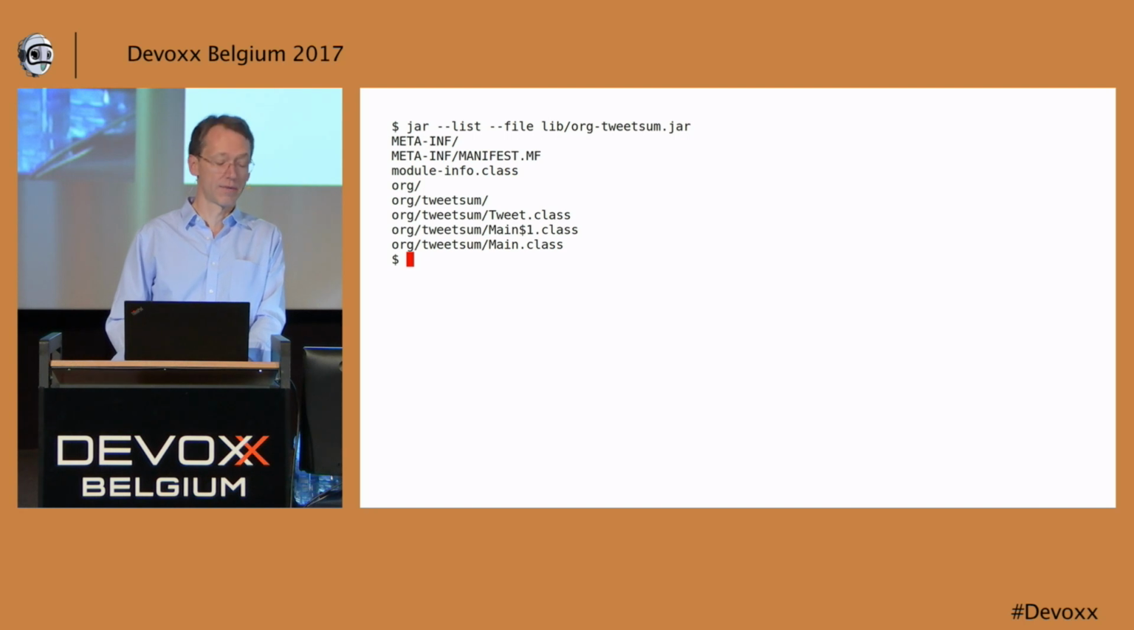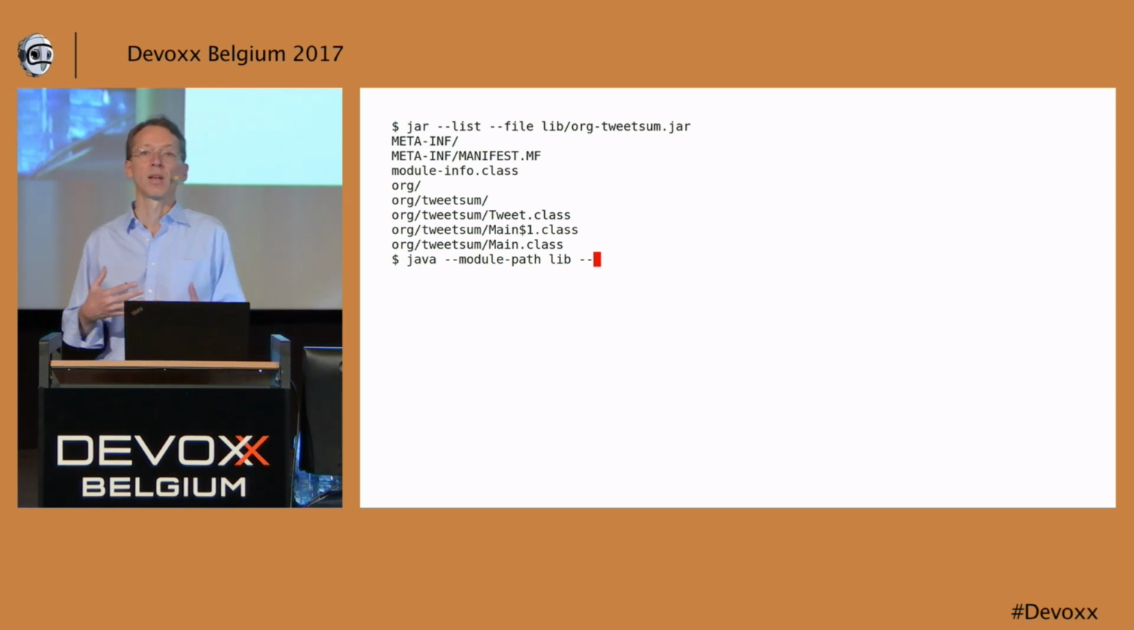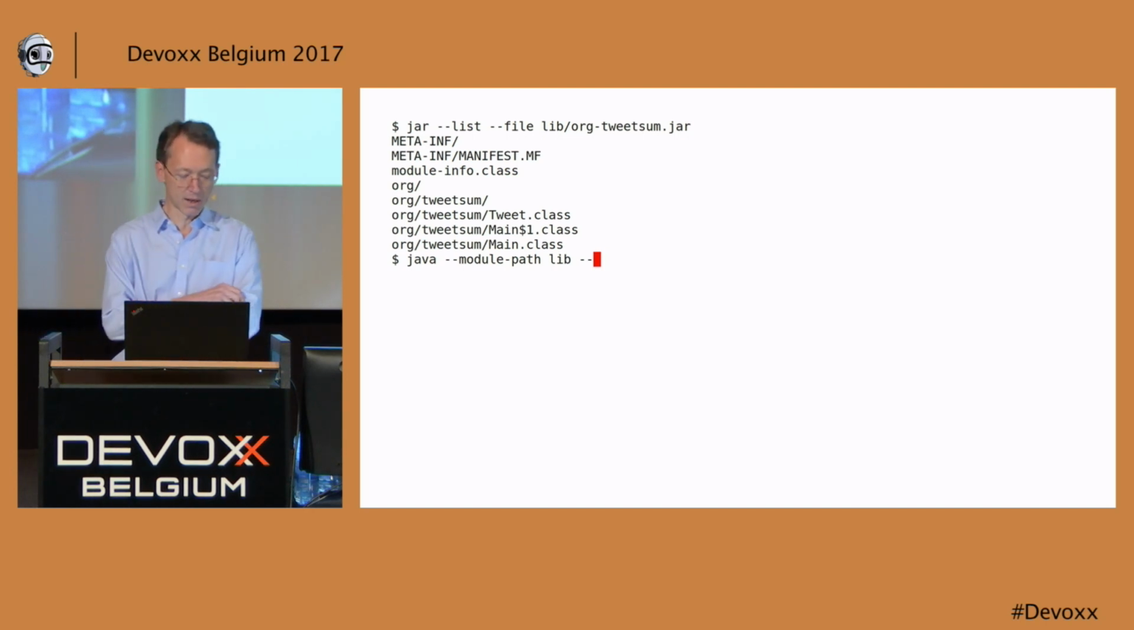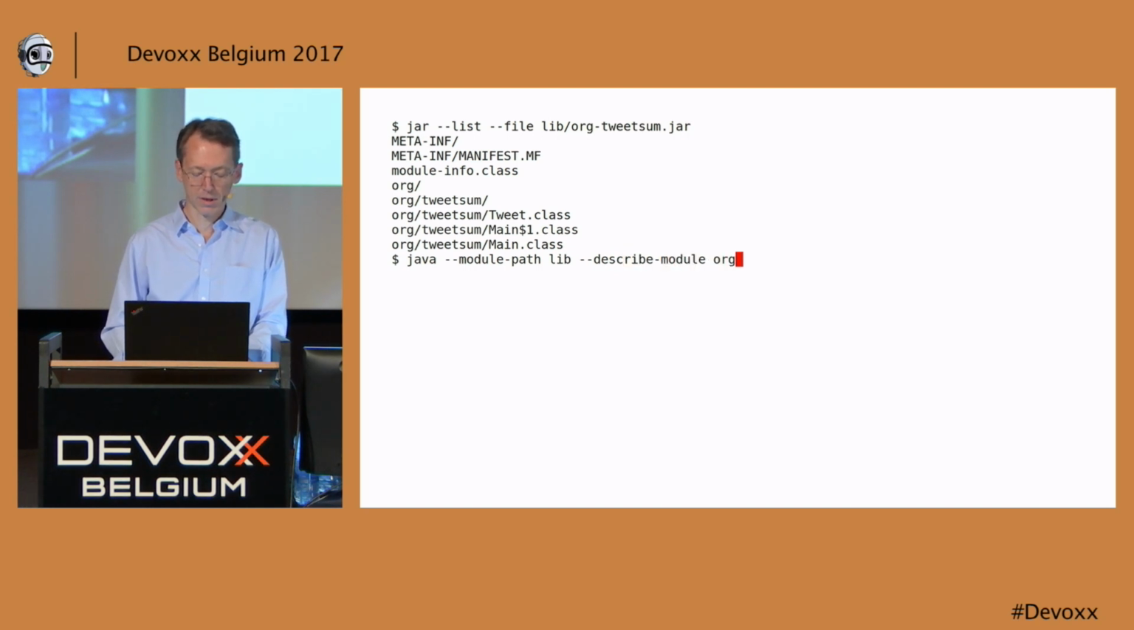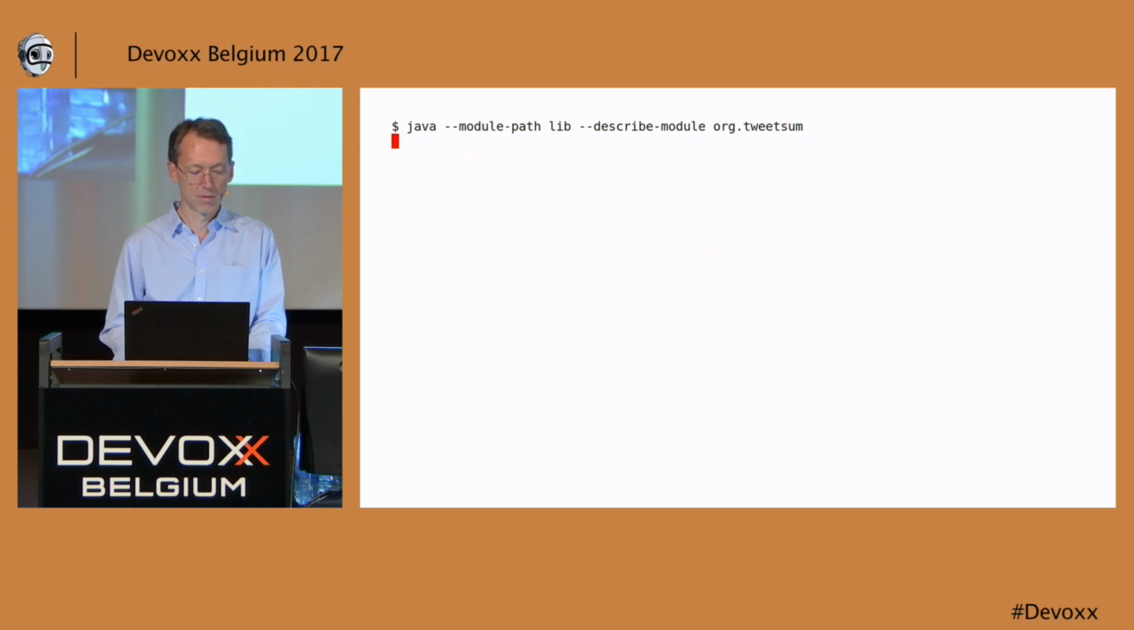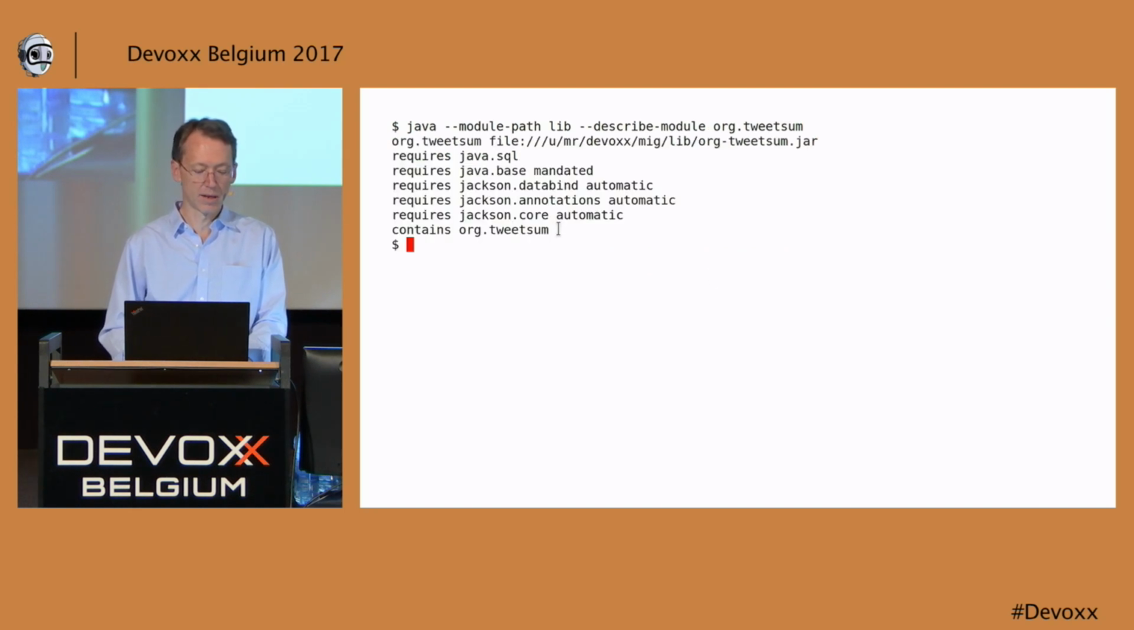So not only has javac gotten sophisticated, but the Java launcher has gotten sophisticated. I can run this now. Well, actually, first let's take a look. There are some more options on the Java launcher that can let you inspect what's inside a module that it can find on the module path. So let's describe that module. And here's output in an easily greppable form if that's what you need to do. Here's the org.tweetsome module. Here's what it requires. Here's what it contains. And of course, it doesn't export anything.